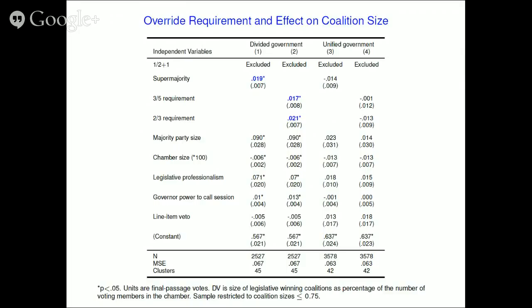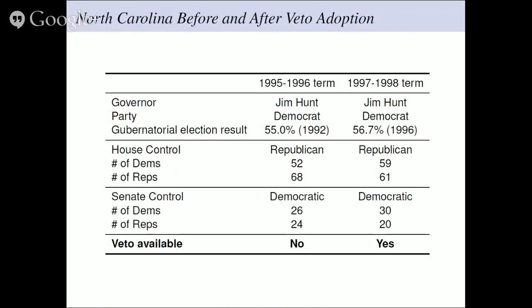Okay. Now, cross-sectional results are nice, and those results provide pretty strong evidence. But of course, there are limits on the inferences we can make from cross-sectional results. So what I'm going to do now is show you some results from North Carolina. As I mentioned, North Carolina adopted the veto in 1997. 1997 was the first year it was available to the governor. So we can actually treat North Carolina as kind of a natural experiment.